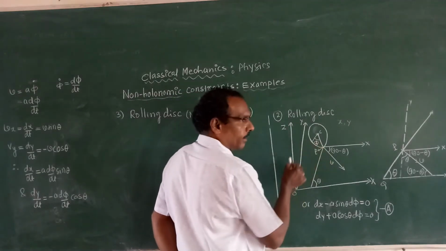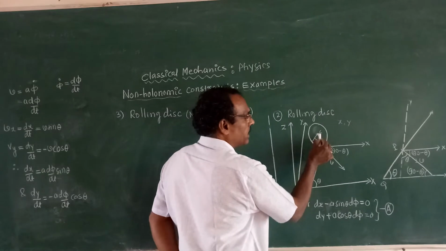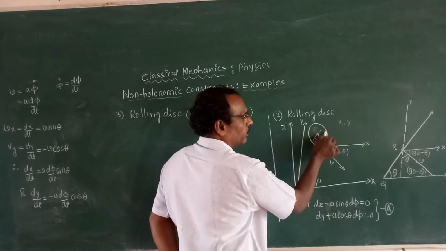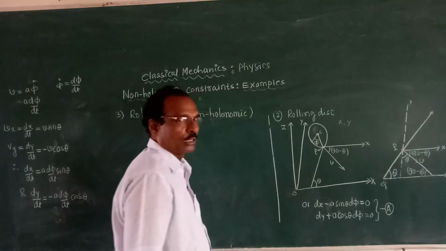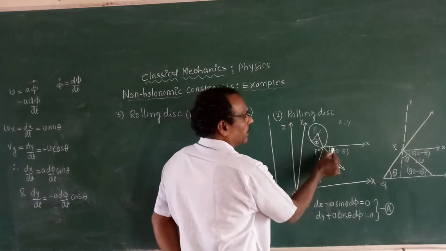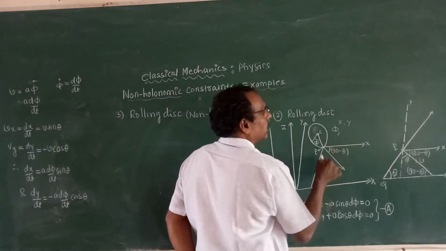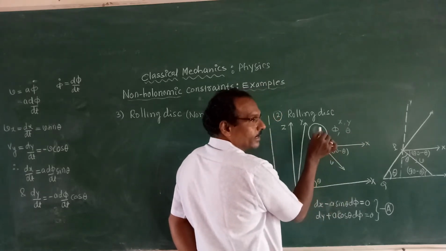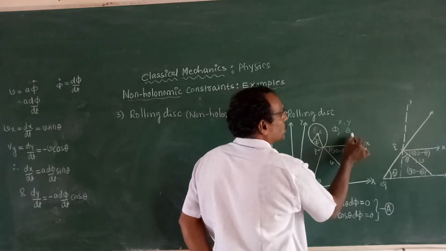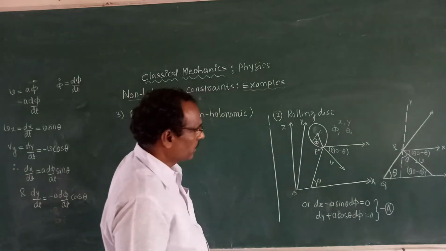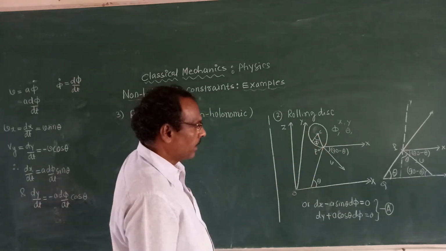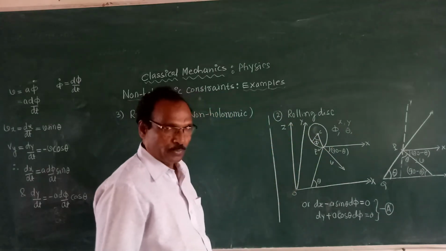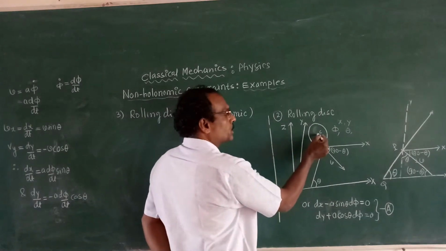Here phi is the angle between the direction of rolling and the x-axis. Okay, this is phi. Theta is the angle between the axis of the disk and the x direction here. So we have drawn this. When this disk is rolling, it is rolling with a certain velocity. Fine. So what is the constraint here?